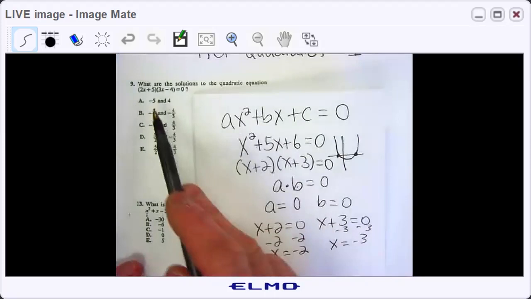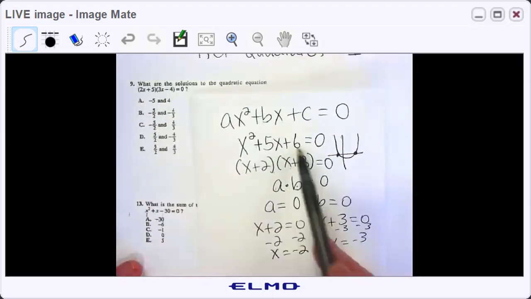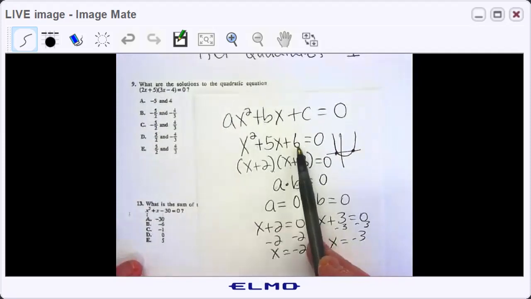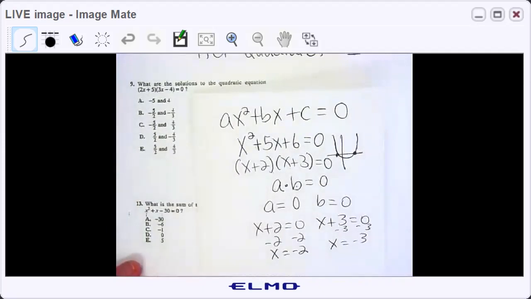But if you look at number 9, they've already factored that one for you, so you can skip all this: what two numbers multiply to give me this and add to give me this? But when you get to number 13, you'll have to do both.